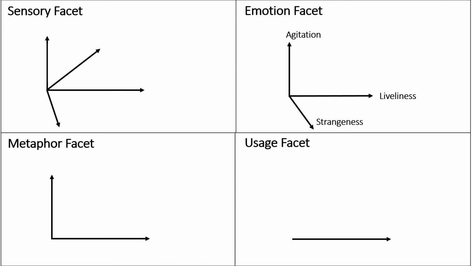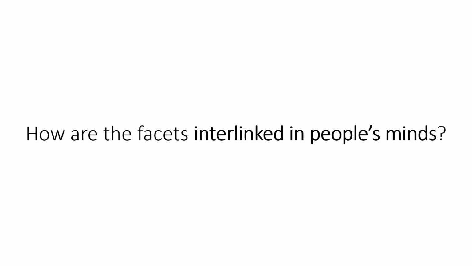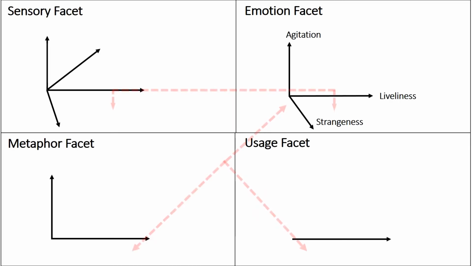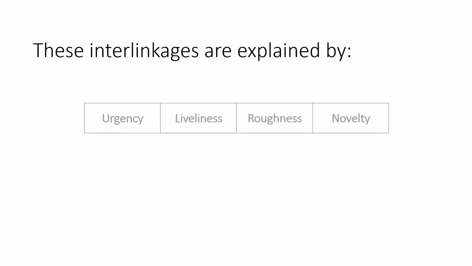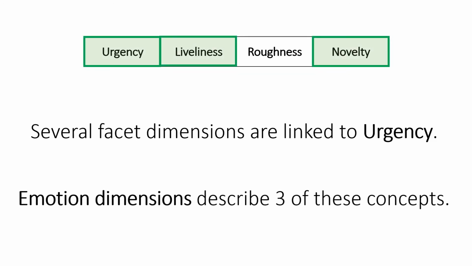Next, we asked, how are these different facets interlinked in people's minds? Our analysis shows that the facet dimensions are highly correlated. For example, vibrations with high tempo are considered more lively than the ones with low tempo. We found that these correlations can be described by 4 concepts: urgency, liveliness, roughness, and novelty of the vibrations. Our results indicate that several facet dimensions are linked to the urgency of the vibrations. Also, the 3 emotion dimensions explain 3 out of the 4 facet concepts, highlighting the importance of emotions in people's perception of vibrations.